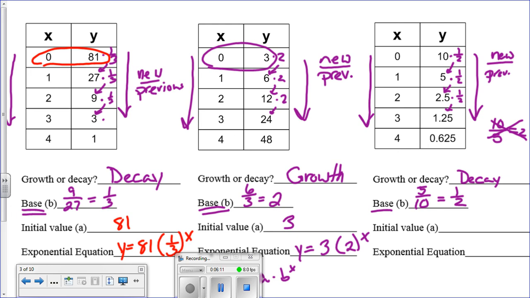My initial value, well, that's my y-intercept. So my y-intercept here is 10. Put it together. Y is equal to 10 times 1/2 to the x power. Let's do a few more.